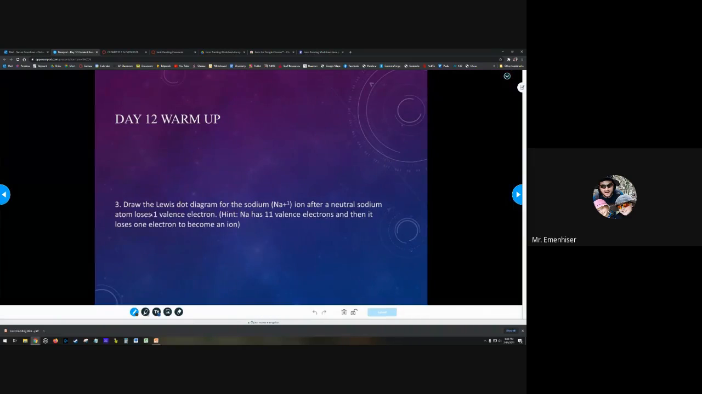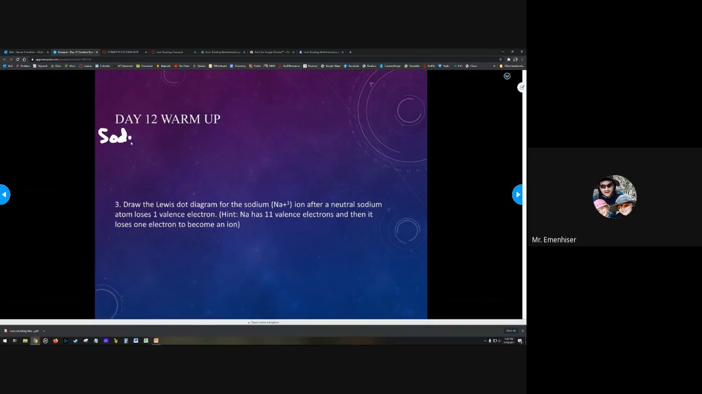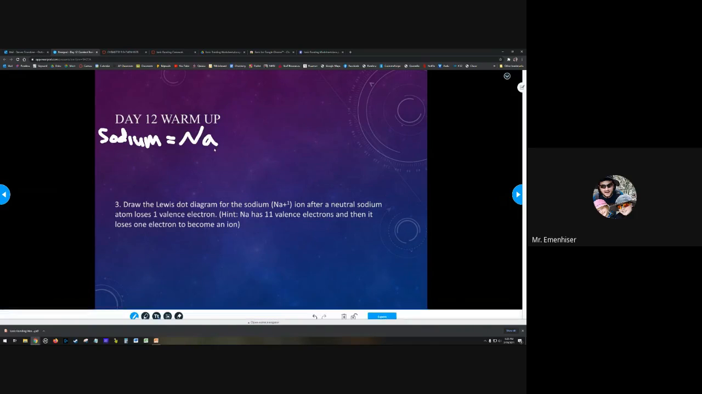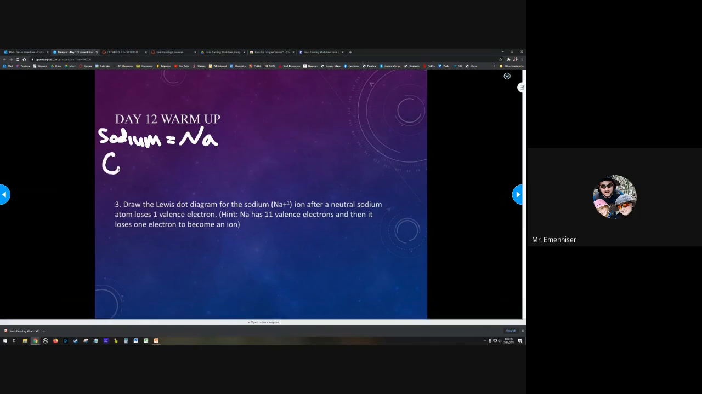All right, let's look at this one. Draw the Lewis dot diagram for the sodium ion. Okay, so same thing. Let's look on our periodic table for sodium. The symbol for sodium is Na. And it has 1 valence electron because it's in group 1. But look on the periodic table, it's in the same group as hydrogen. So since it's in group 1, we're going to draw sodium with 1 dot.